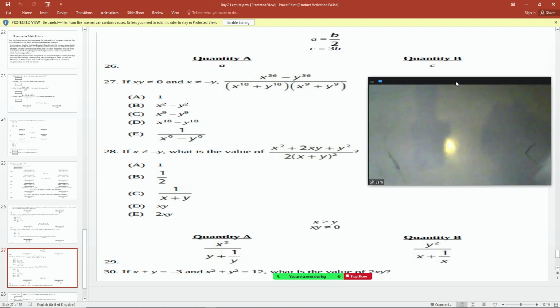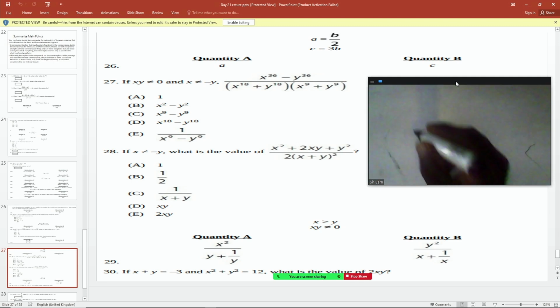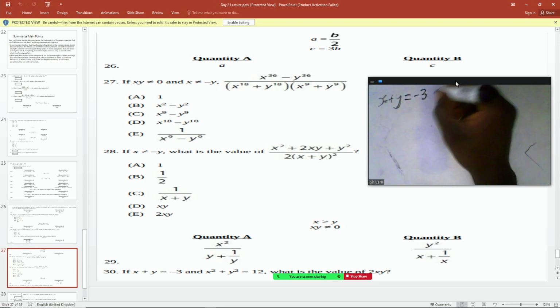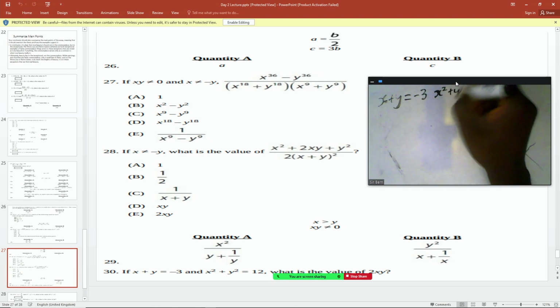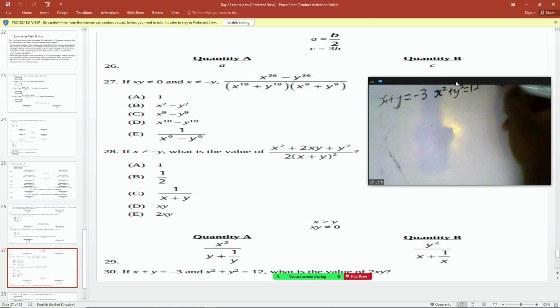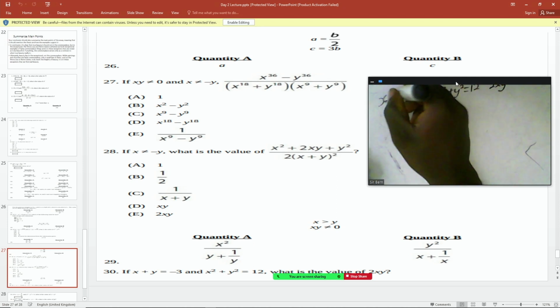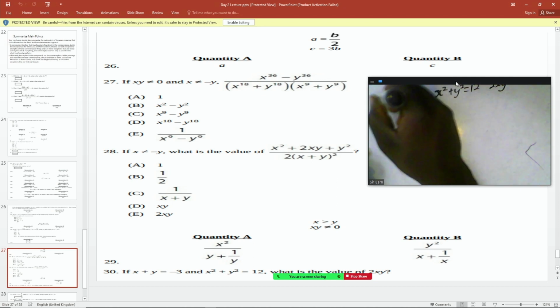Moving on to 30. 30 is saying that we should find the value of 2xy. We have x plus y being equal to -3. Then x squared plus y squared is equal to 12. We are looking for 2xy. So 2xy mostly comes in when we are multiplying x plus y to the same thing, or x plus y to x minus y or something.